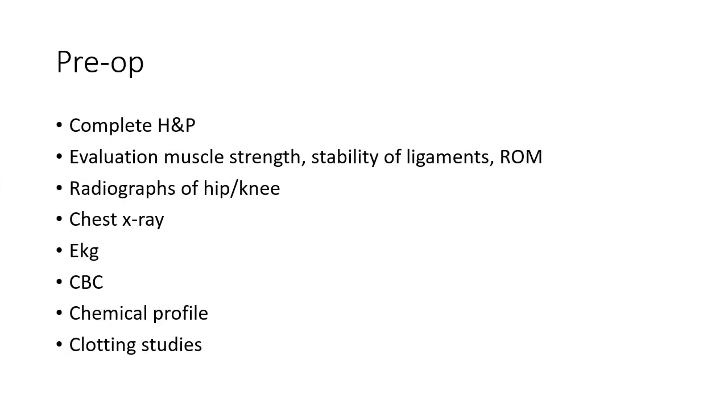What do we need to do preoperatively? We need to complete a history and physical examination. We need to evaluate the muscle strength, stability of the ligaments and the range of motion, radiographs of the hip and the knee, chest x-ray, like we had discussed before, posterior, anterior and the lateral views, and EKG, CBC, chemical profile like a Pro8 or metabolic profile, and the clotting studies, typing and cross-matching.